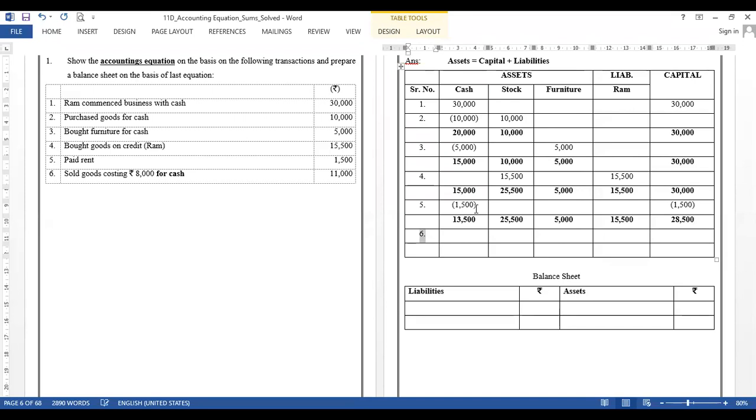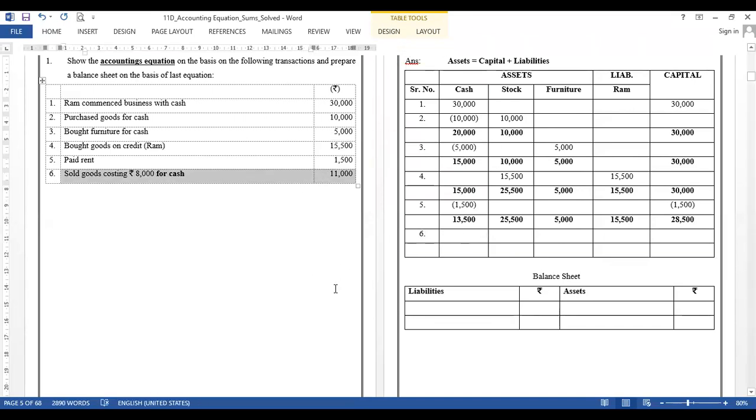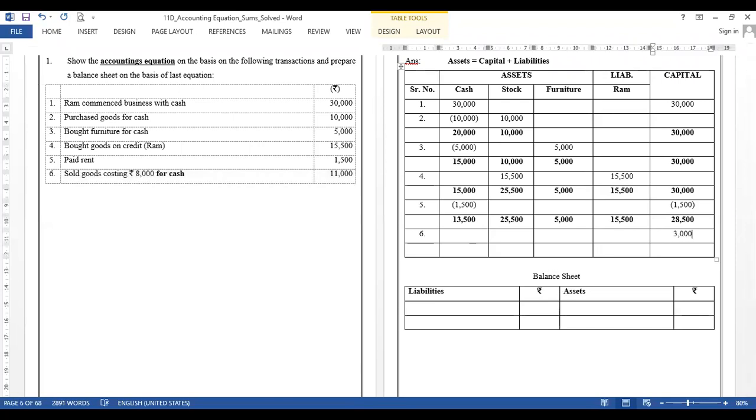28,500. Okay, fine. The sixth transaction: goods costing 8,000 were sold for cash rupees 11,000. Yes, your profit has come now. Yes, sir. Profit of rupees 3,000 will be added into the capital first. Okay, profit of 3,000 added in capital. What else? Then stock will be reduced by 8,000. Stock reduces by 8,000, that's also correct. And cash will be coming in for 11,000. Cash increases by 11,000. That's very, very correct.